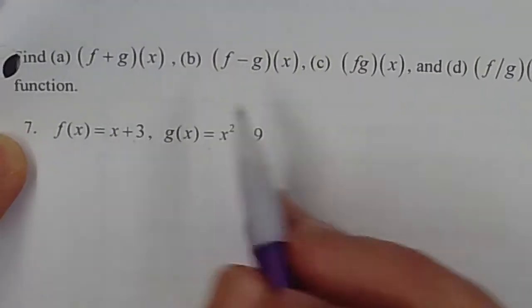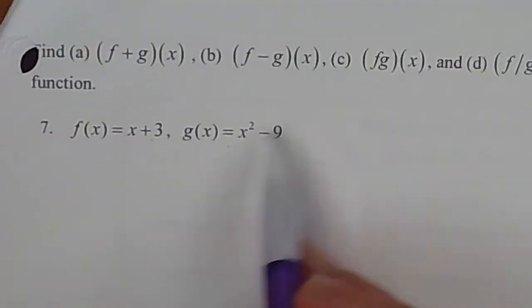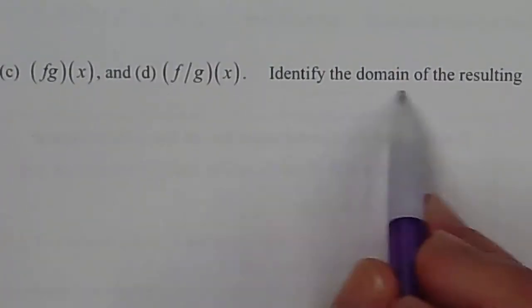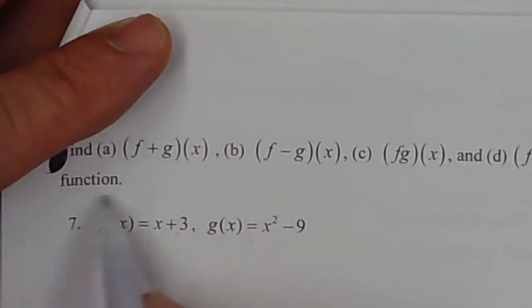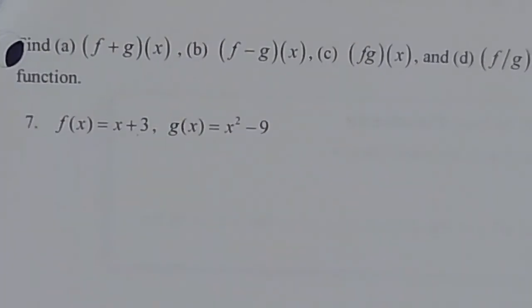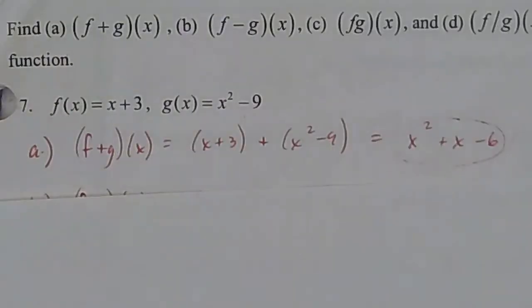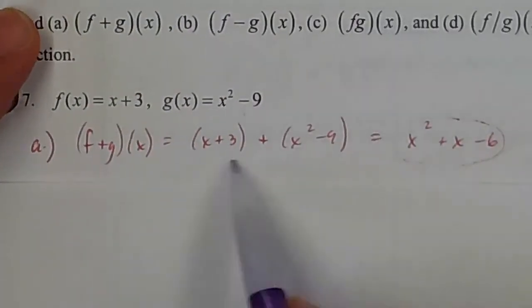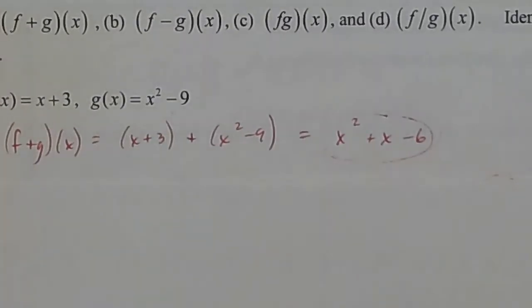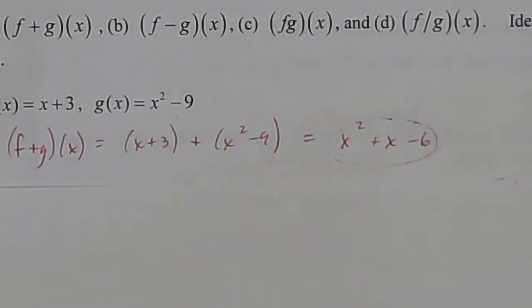All right, so I'll pause here for a moment and let you guys try these, and I'll give you feedback. And then when we're done too, we'll also identify the domain of these resulting functions. All right, so go ahead and try A through D. All right, here's the sum function. Combine like terms, x squared plus x minus 6.